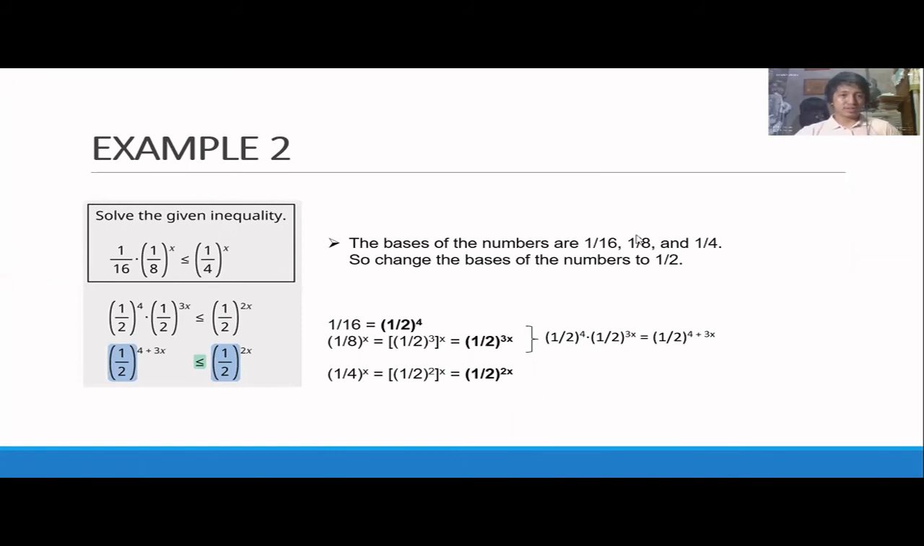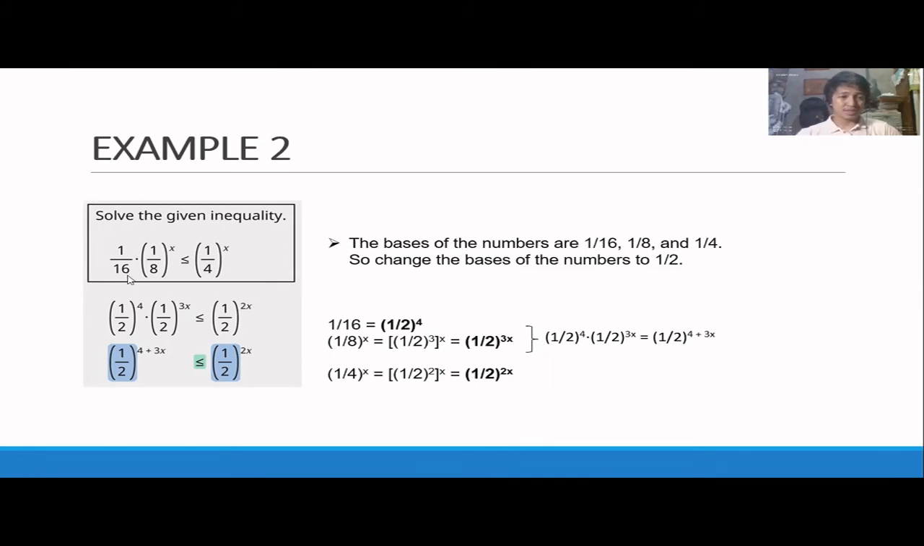Okay, so example number 2, we have solved the given inequality. 1 over 16 times the quantity 1 over 8 raised to x is less than or equal to the quantity 1 over 4 raised to x. So here, the basis of the numbers or the terms are different. So we are going to change the basis of the number to 1/2. Bakit 1/2? Yung 16, yung 8, saka yung 4. Yung 1 naman is constant naman yan. So any exponent na kahit ilagay mo sa 1, 1 lang din ang sagot doon.